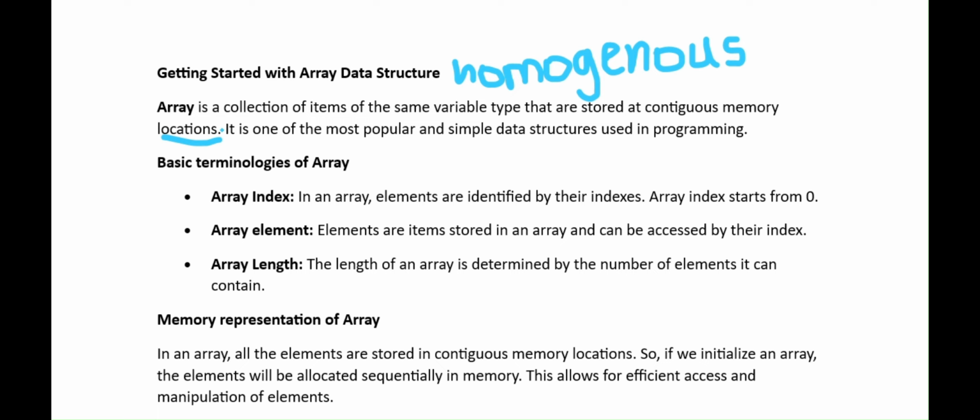There are some basic terminologies of an array. Those are index, element, and length. What is an index? An index is used to identify an element. An index usually starts from 0.